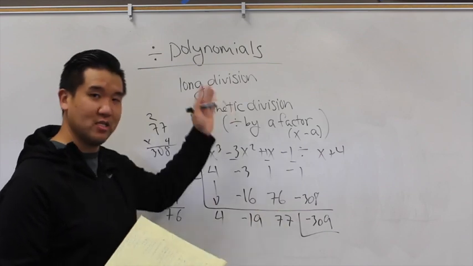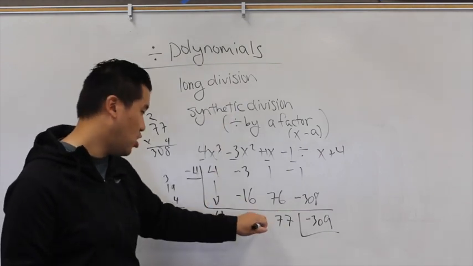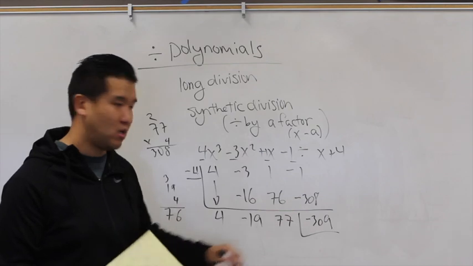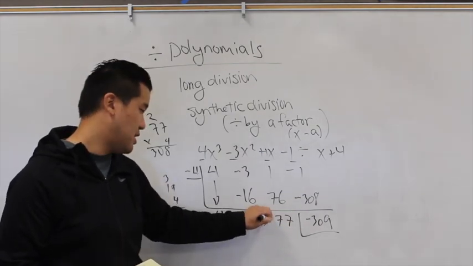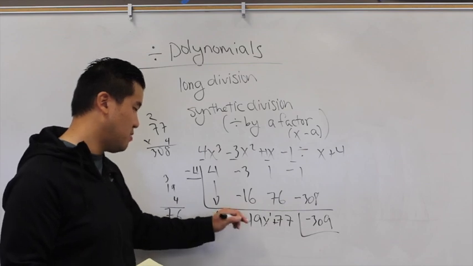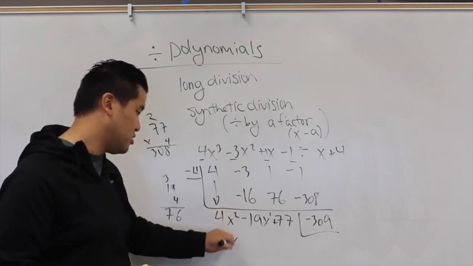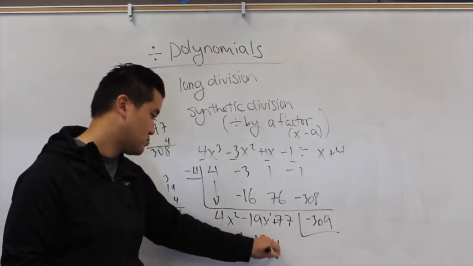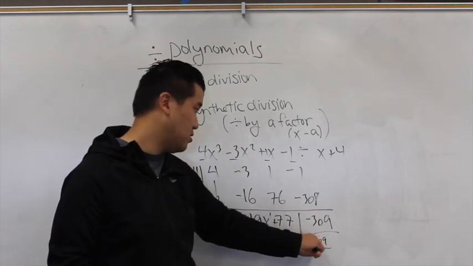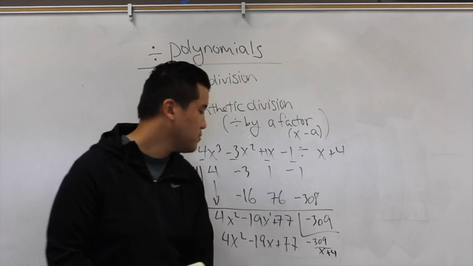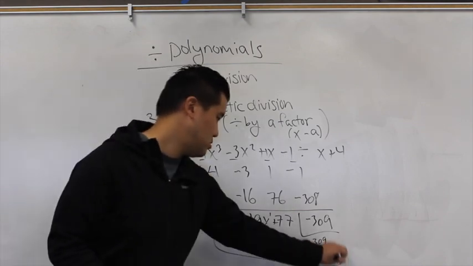This is the guy that's actually on top of the long division. All you have to do is go backwards. Start with a 0 variable exponent, and then add a 1 to it, and then add a 2. You keep adding backwards. So your answer is actually this. That's my remainder, so minus 309 all over x plus 4. So this is my answer.